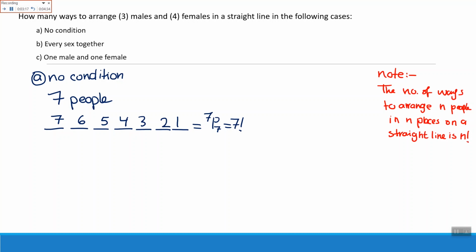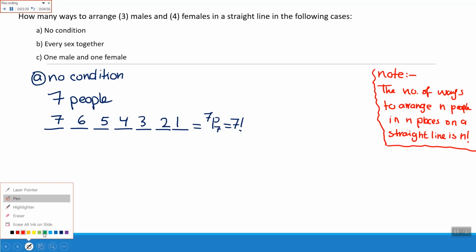So if we have 5 people and we want to arrange them in 5 places on a straight line, the answer is 5 factorial. If we have 6 people and we want to arrange them in 6 places, then the answer is 6 factorial. If we have 7 people and we want to arrange them in 7 places, the answer is 7 factorial. This is always the case. And this is the answer to part A.